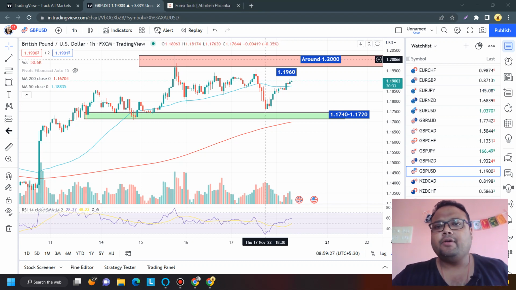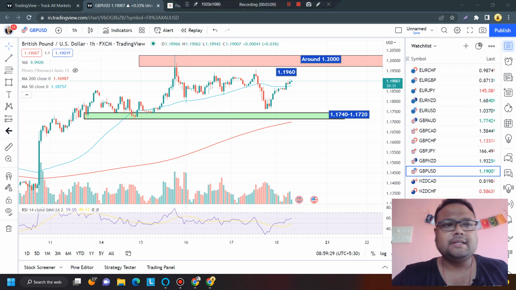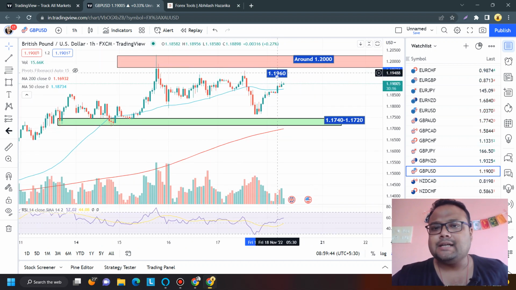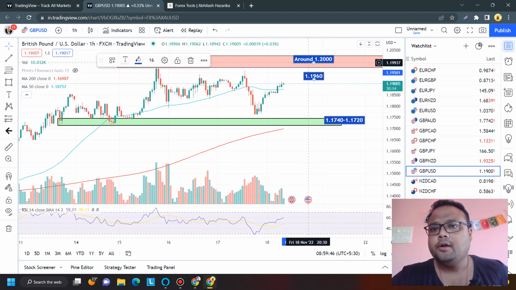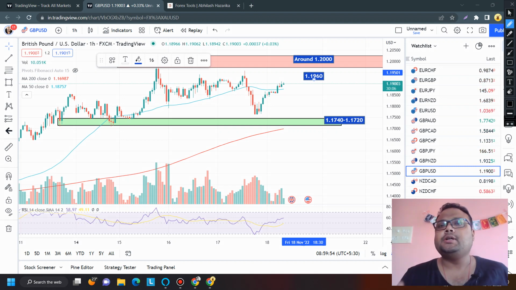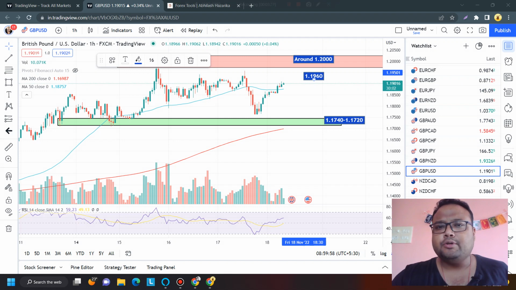As you can see, I have already marked a few levels here. So let's discuss one by one. First of all, let's discuss the 1.1960 and 1.2000 level. As you can see, right now the market is going up. So if you already have a buy position, then hold the trade, no need to exit. But if you are looking for a fresh buy position, then this is not the right time.